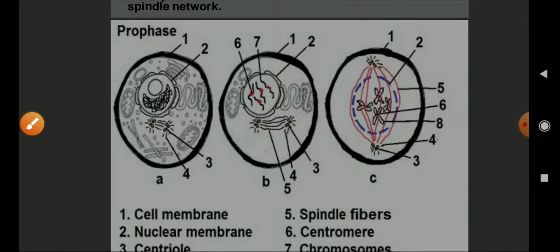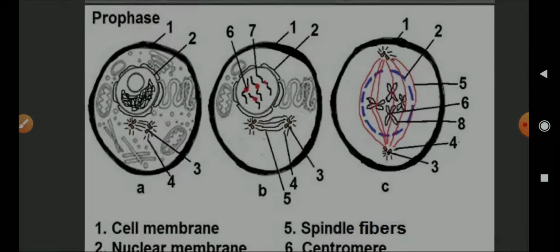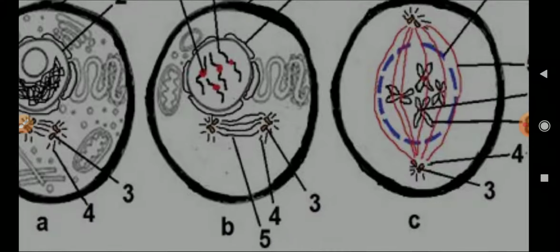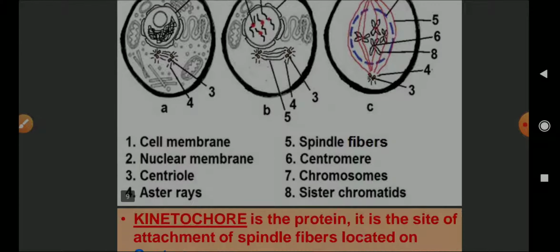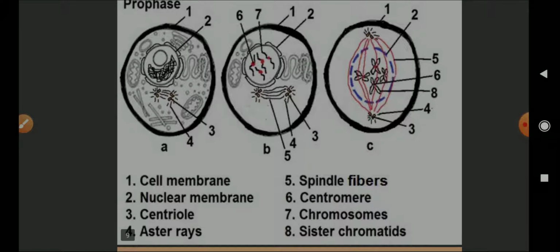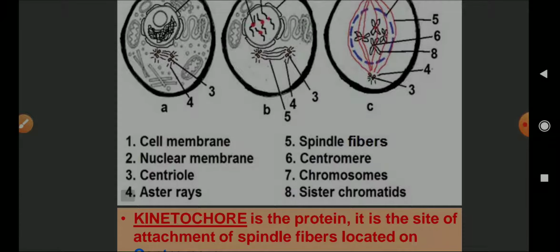While centrioles have already reached the opposite poles, spindle fibers are seen, and some of them are connected to the chromatid centromere. Not all of them, right? So this is what the prophase looks like. Let us understand where the attachment of spindle fiber takes place on the chromosomes.